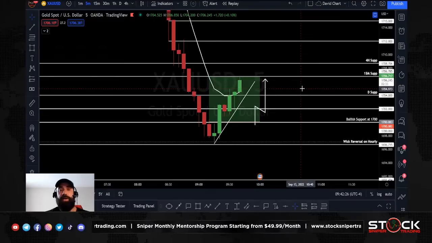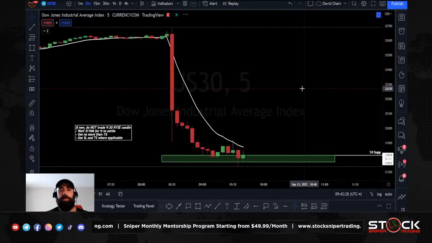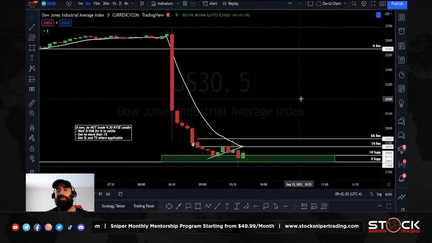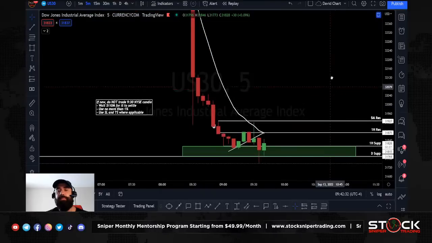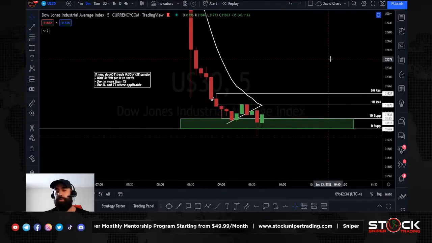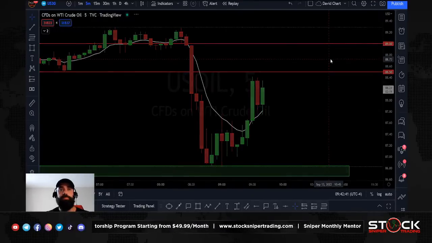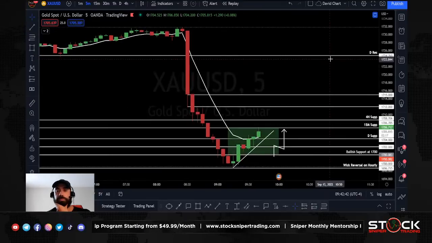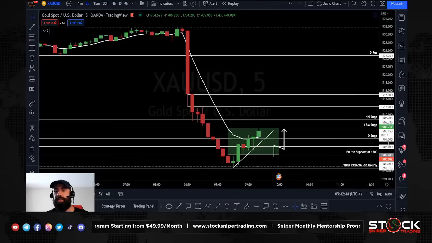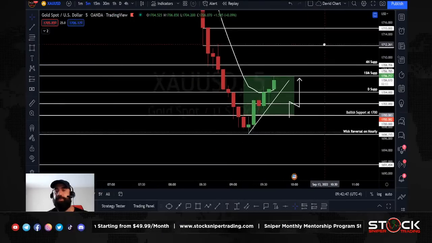Let's take a look at the Dow. A little bit of rejection here. Yeah, not much happening on indices. I'm going to leave these indices alone. I want to focus on gold until we're done. Oil's getting a push back down, breaking above the 9, still holding here. And you can see gold is getting a little rejection at that 1706.